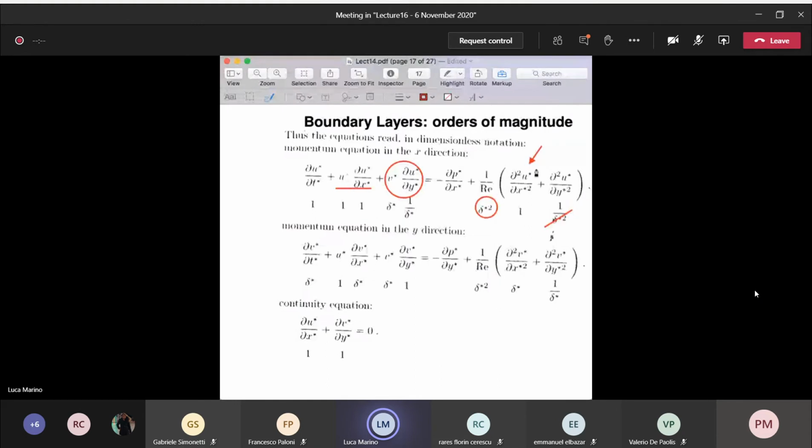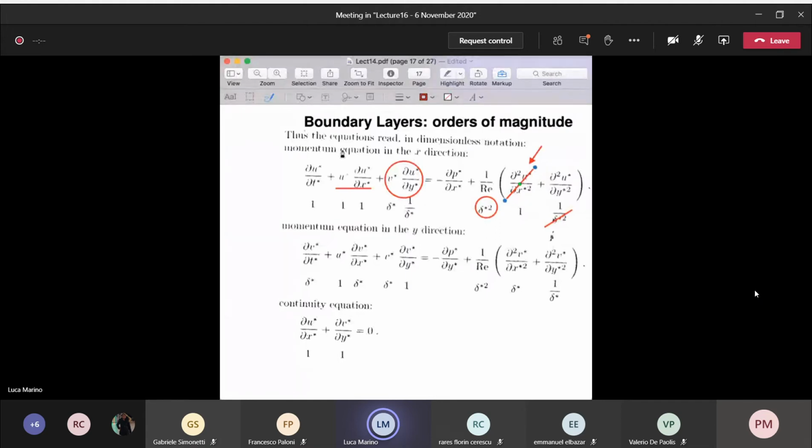And so this is why, if delta is very small, much smaller than 1, we can say that this term can be neglected. So the boundary layer approximation will lead to the cancellation of this term for the x direction balance of momentum. Is it clear?